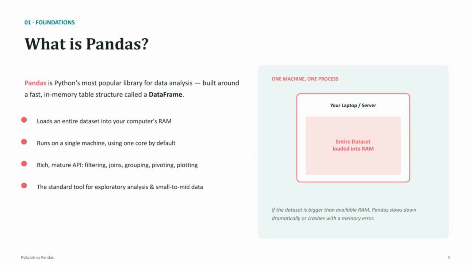But it's also the catch. If your dataset is bigger than your available RAM, Pandas doesn't gracefully slow down. It either grinds to a crawl, swapping memory to disk, or it just crashes with a memory error. That one limitation is basically the entire reason PySpark exists.